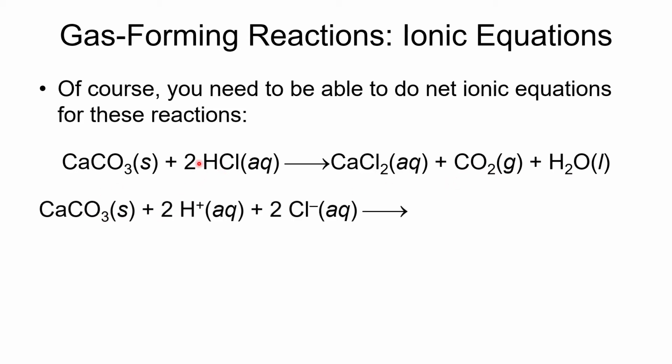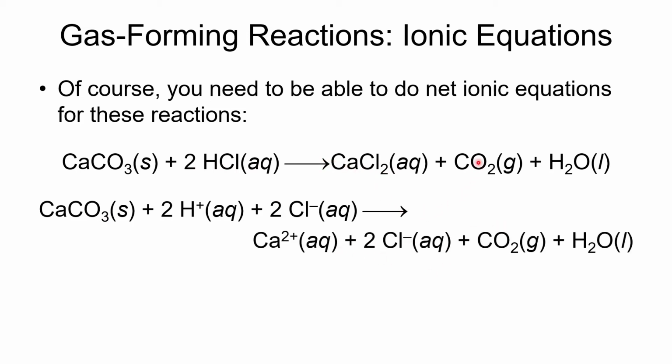So we'll dissociate the HCl, pay attention to the coefficients. So we ended up with 2 hydrogen ions and 2 chloride ions. With this one, pay attention to that 2. We'll end up with 1 calcium and 2 chlorides. Carbon dioxide and water, we leave it together.